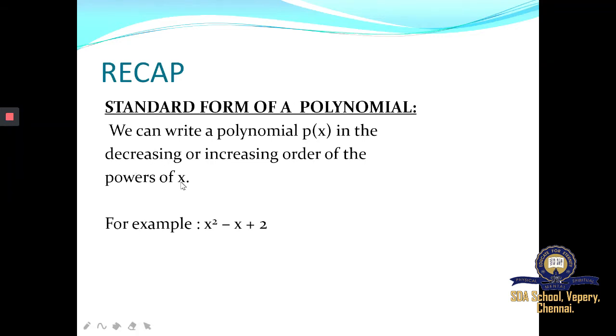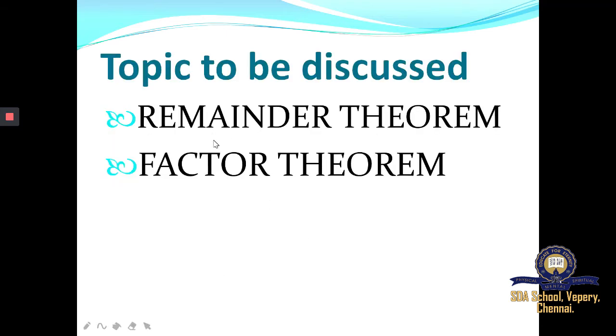Let's do a quick recap of what we studied in the previous class. We studied polynomials and their types, and the standard form of a polynomial. We can write a polynomial p of x in either decreasing or increasing order of the powers of x. We also studied adding, subtracting, and multiplying polynomials. Therefore, in today's class, we will be learning about the remainder theorem and the factor theorem in detail.